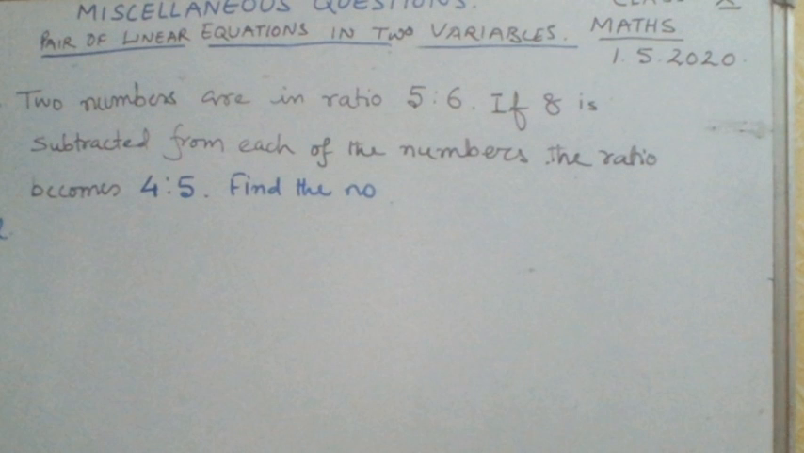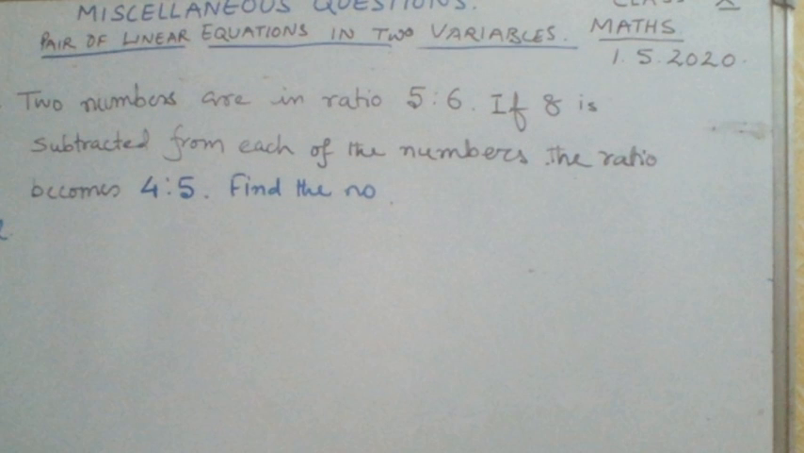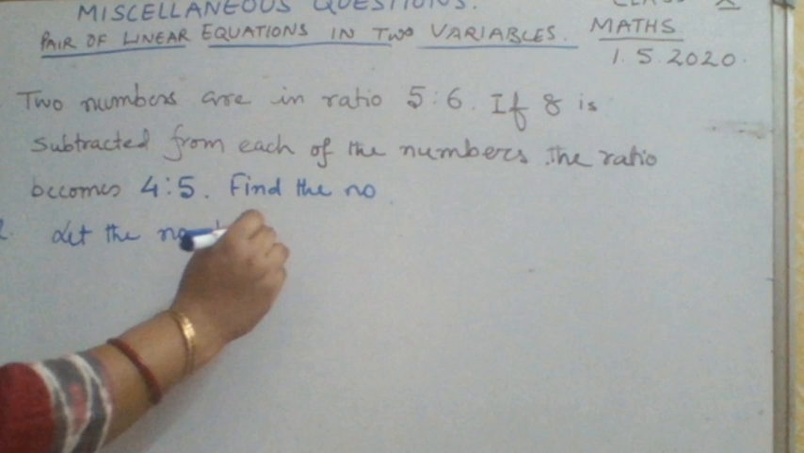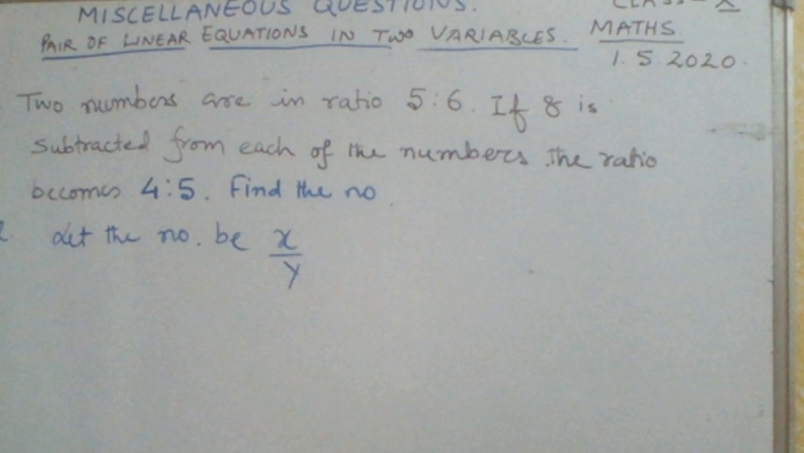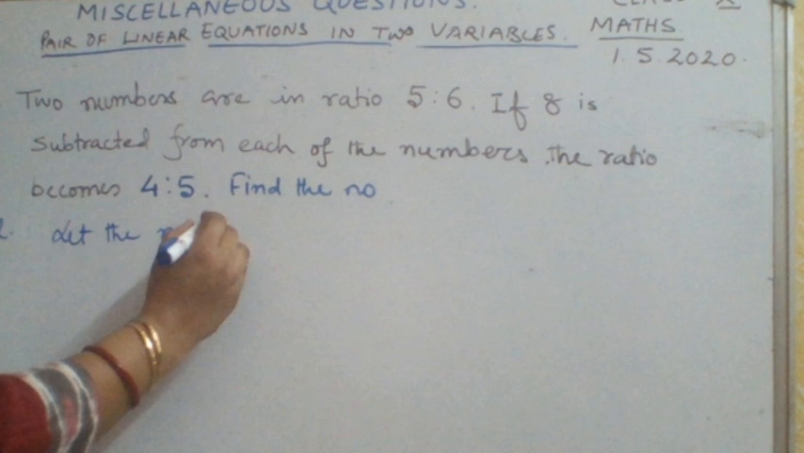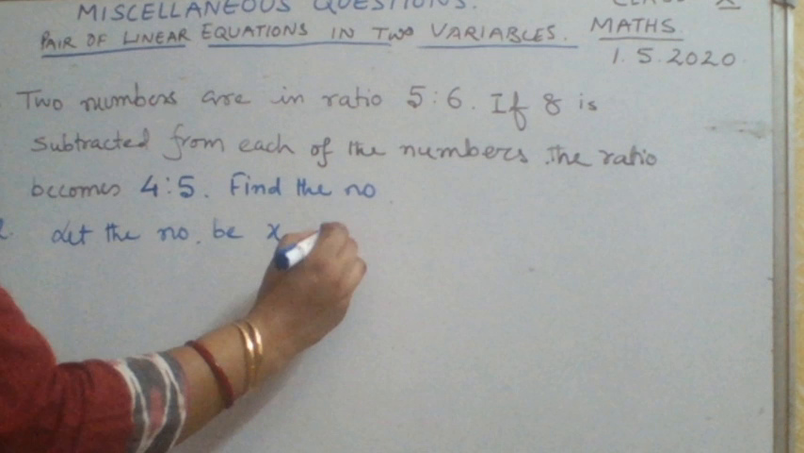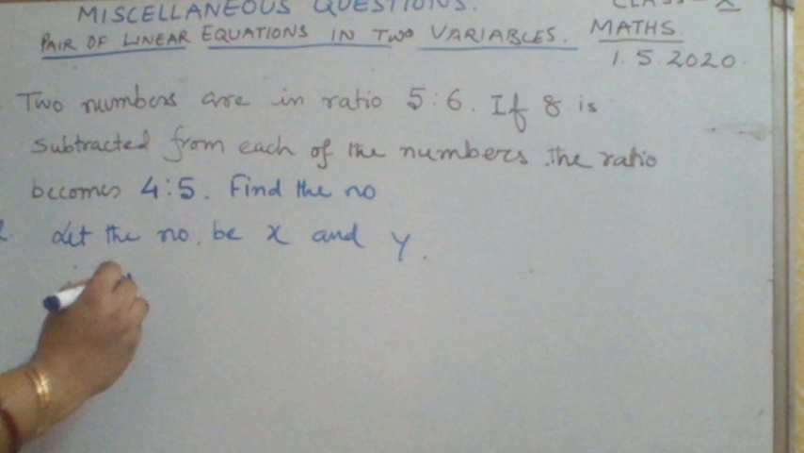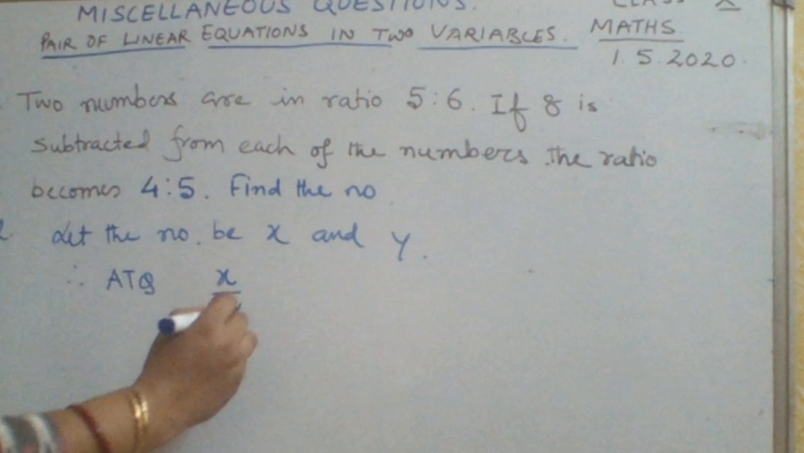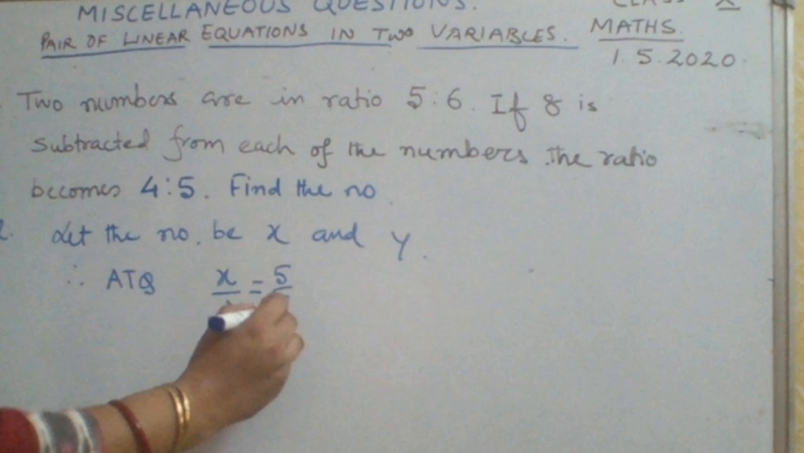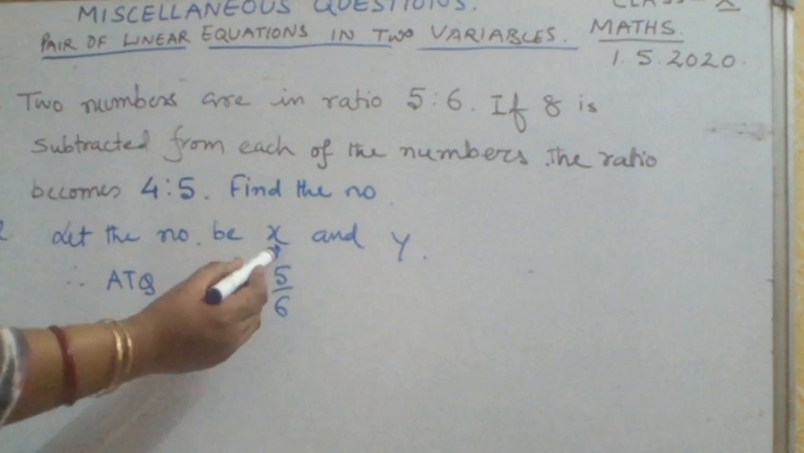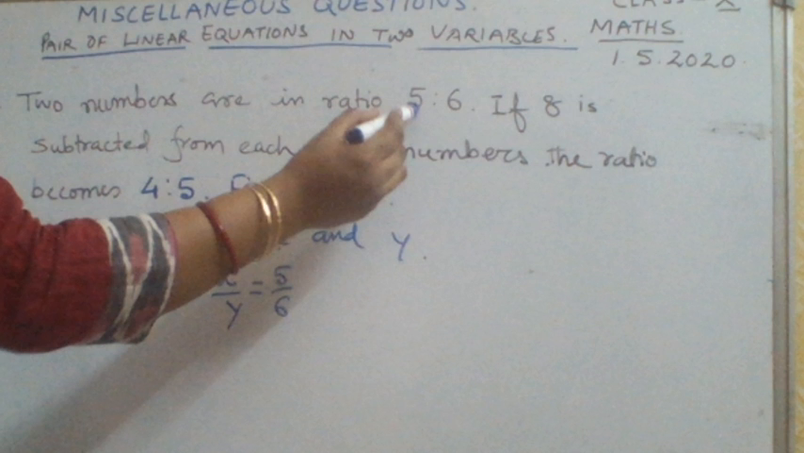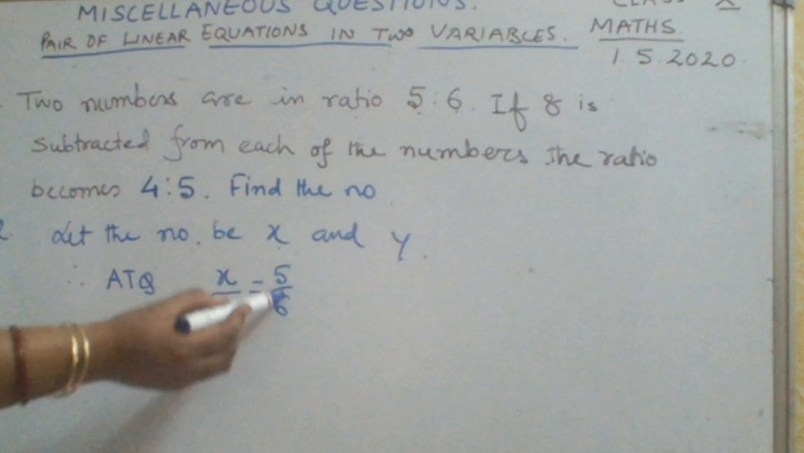Let the numbers be x and y. Therefore, according to the question, x upon y is equal to 5/6. The two numbers, you have assumed them to be x and y, and their ratio is 5:6. So the ratio x upon y is equal to 5/6.